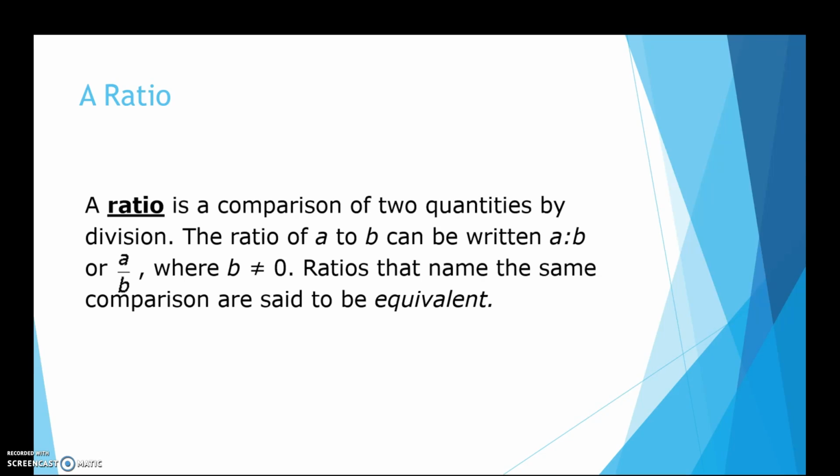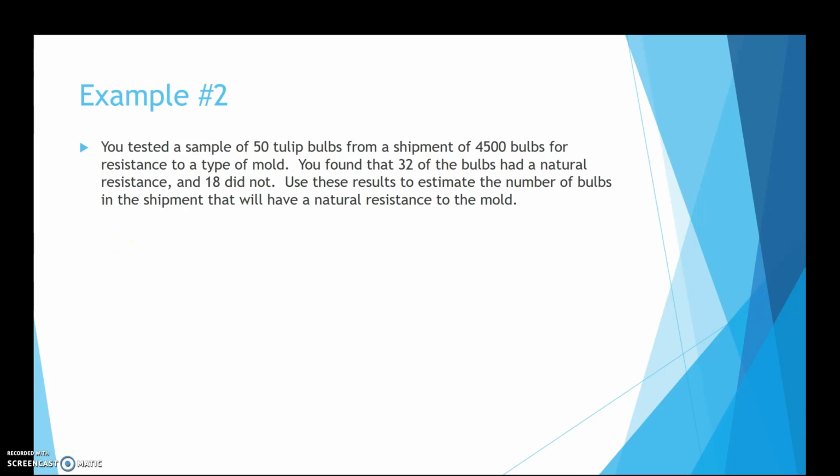Now we're going to look at a ratio, and a ratio is a comparison of two quantities by division. The ratio of A to B can be written A with the colon B, or written as a fraction, A over B. B cannot equal 0. Ratios that name the same comparison are said to be equivalent.